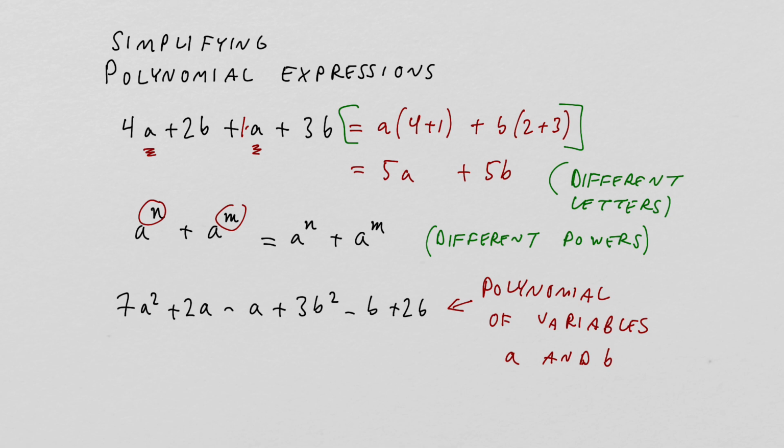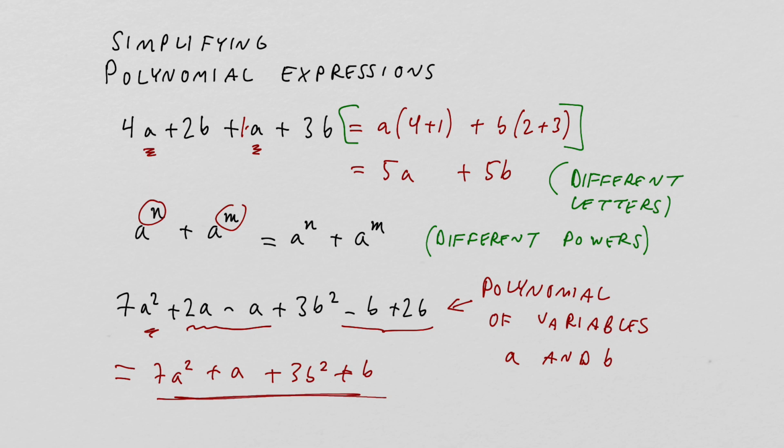Well, how can we simplify this? The term a squared is there and it is alone. There are no more a squares anywhere, so we will get 7a squared. And a's we have total here 1a. And b squares we have also just one term, and these terms make together b. So this would be the most simplified expression, equal to this one.